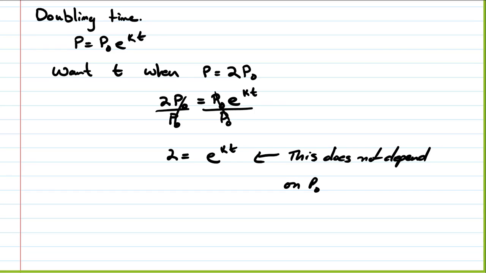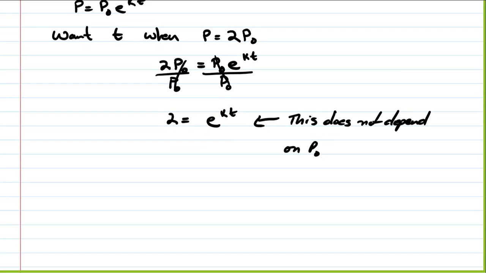That is, the doubling time for exponential growth doesn't depend on how many things are in your initial population. So the doubling time to go from 10 bacteria to 20 bacteria is the same as the doubling time to go from 1 million bacteria to 2 million bacteria. So it is independent of the starting amount.